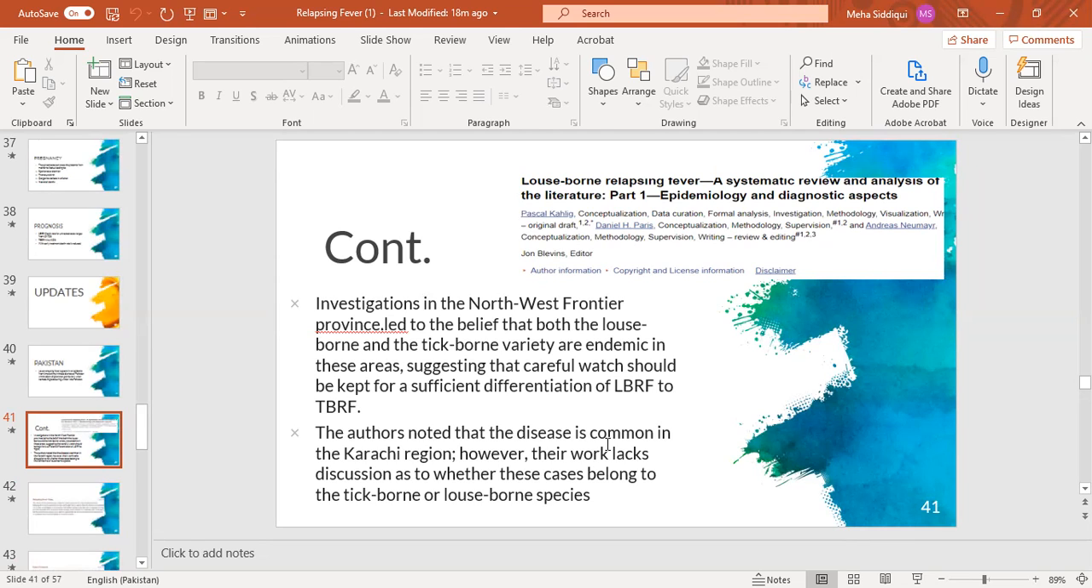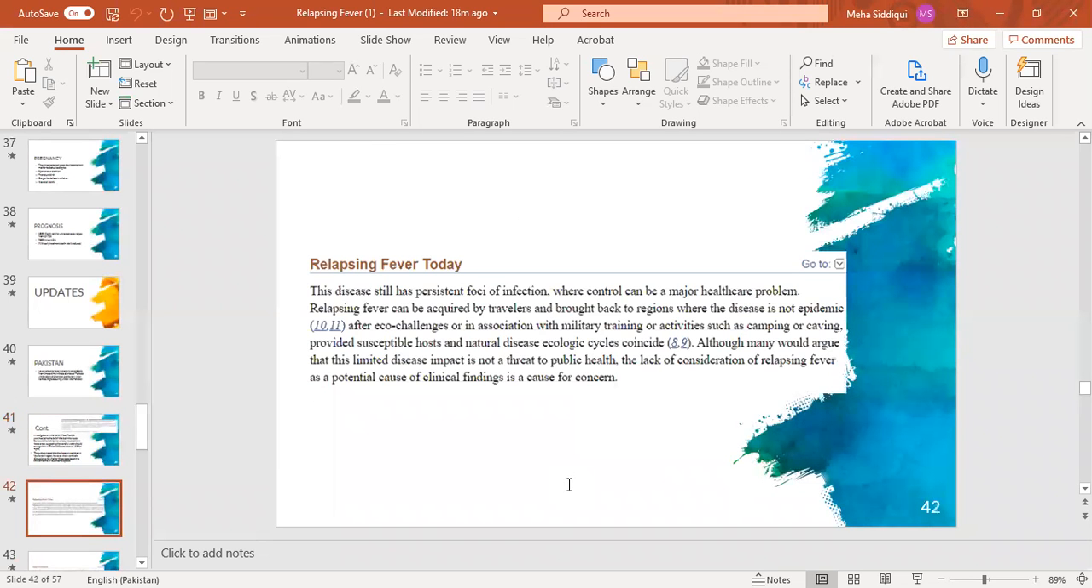The authors noted that the disease is common in the Karachi region. However, their work lacks discussion as to whether these cases belong to the tick-borne or louse-borne relapsing fever. Relapsing fever today still has persistent foci of infection, where control can be a major health problem. Relapsing fever can be acquired by travelers and brought back to regions where the disease is not epidemic after ecotourism challenges or in association with military training or activities such as camping or caving, provided susceptible host and natural disease ecologic cycles coincide. Although many would argue that this limited disease impact is not a threat to public health, the lack of consideration of relapsing fever as a potential cause of clinical findings is a cause for concern.